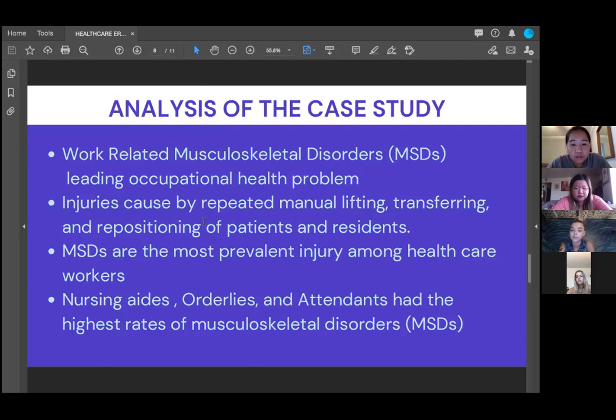MSDs are the most prevalent injury among healthcare workers, true. We discussed that earlier. And nursing aides and attendants have the highest rates of musculoskeletal disorders because they are the ones handling the patients in the healthcare environments, in the nursing homes, hospitals, and home settings for the emergency medical services.